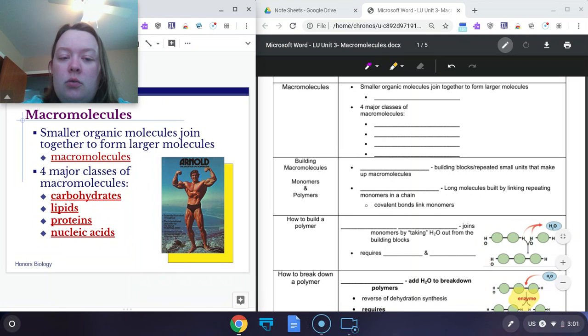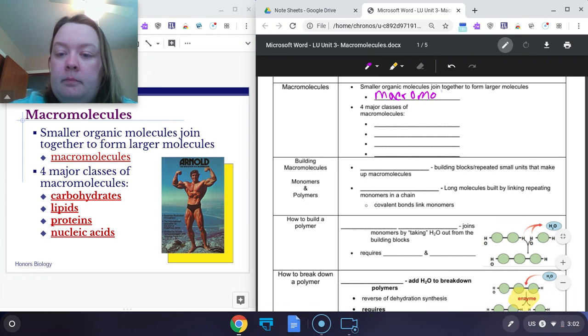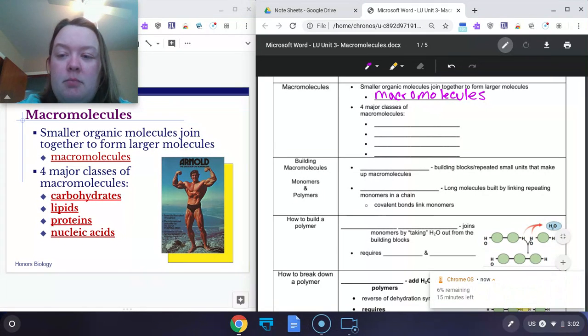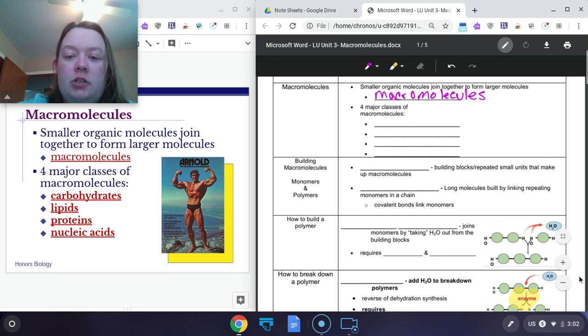So, small organic molecules join together to make large organic molecules called macromolecules. Very small ones are going to join together to make larger, more complex molecules called macromolecules. Now, there are 4 macromolecules that we are going to be talking about.